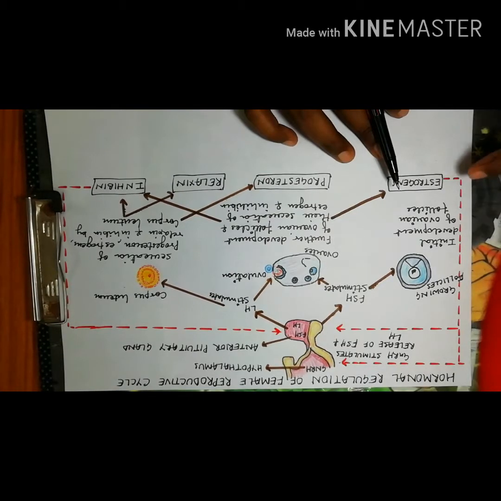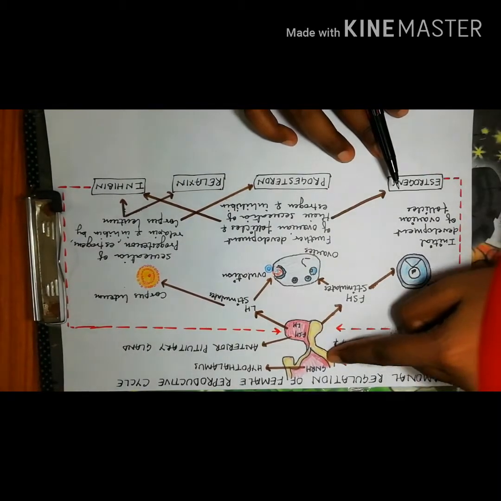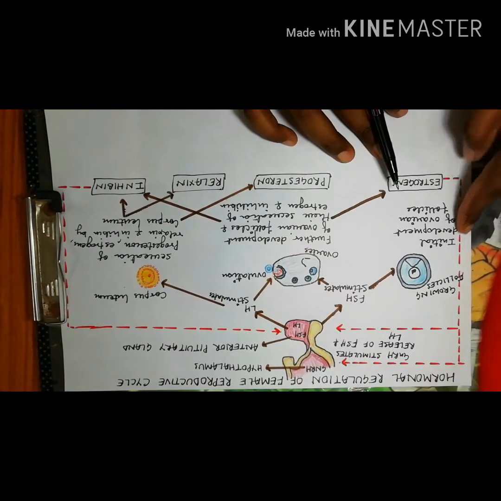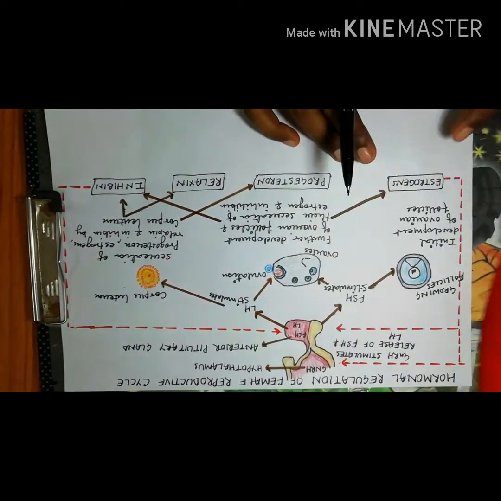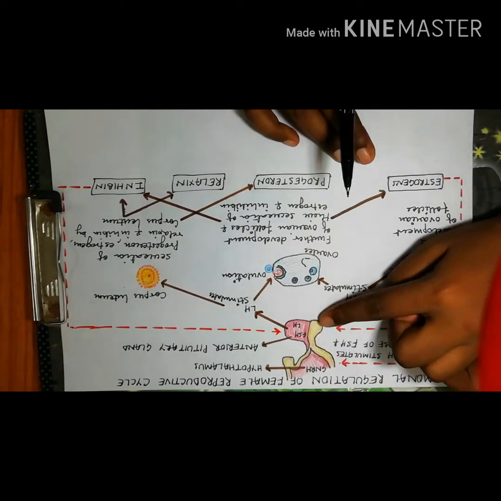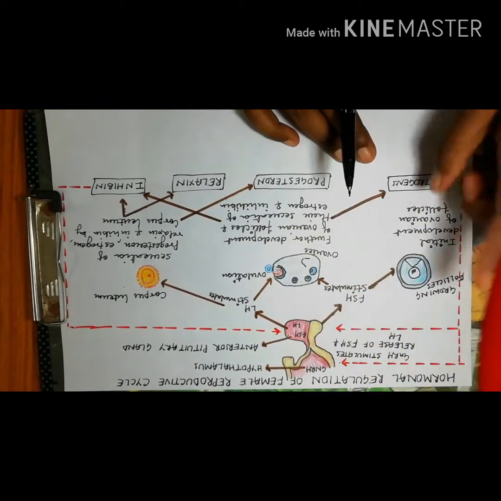As you are all watching, I have drawn this red line from estrogen to GnRH and from estrogen towards FSH and LH. If estrogen reaches a moderate level, then it starts inhibition of GnRH and FSH and LH.